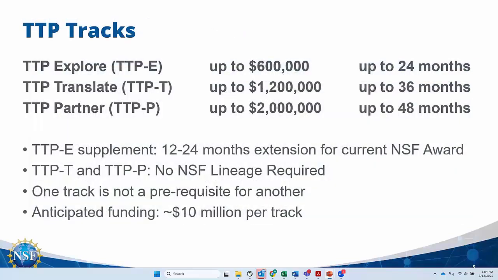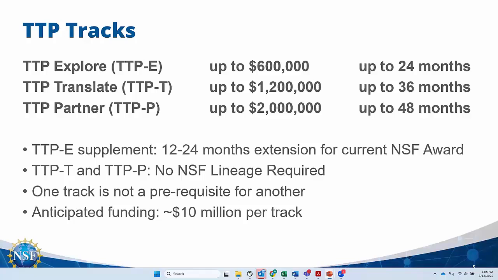So these are the three tracks in terms of the funding and the duration. For the Explore track, that can be up to $600K in funding with a duration of up to 24 months. The Translate is up to 1.2 million with a duration of up to 36 months. The Partner is up to $2 million with a duration of up to 48 months.